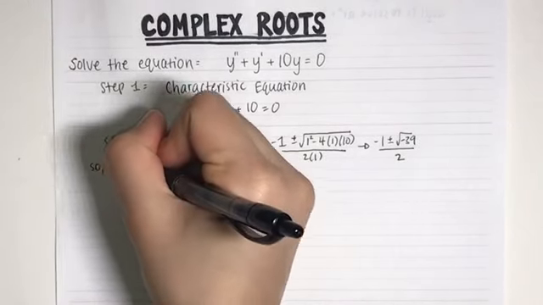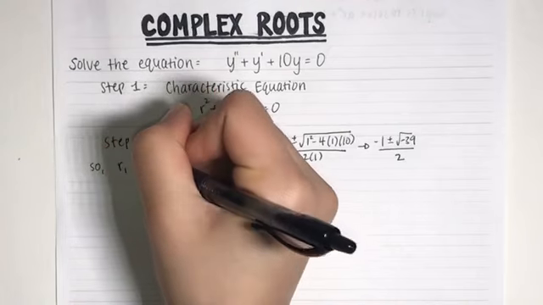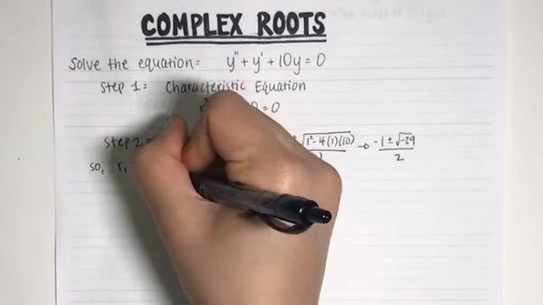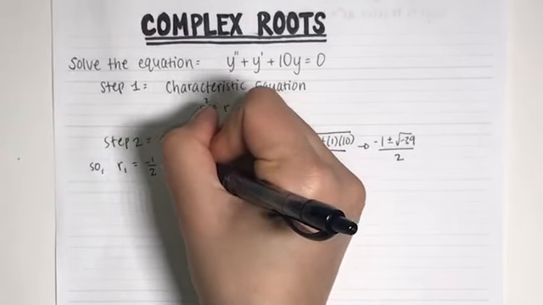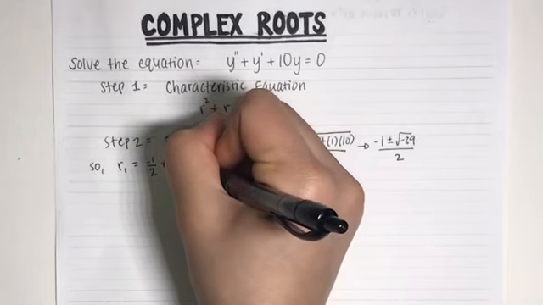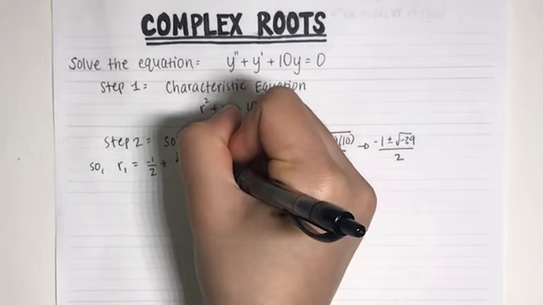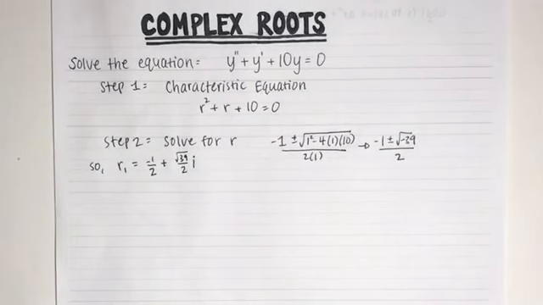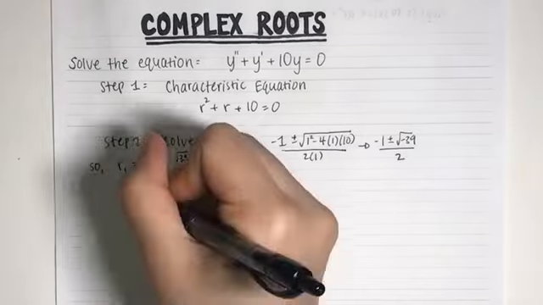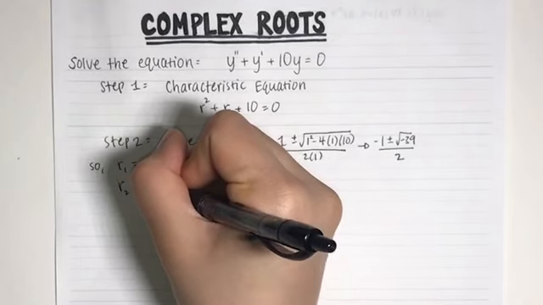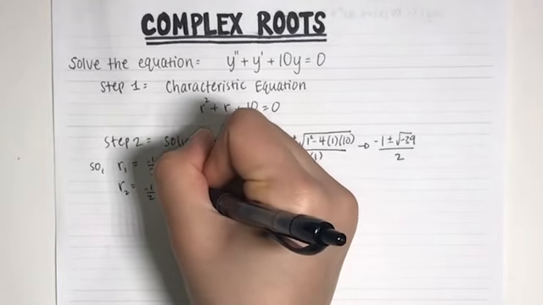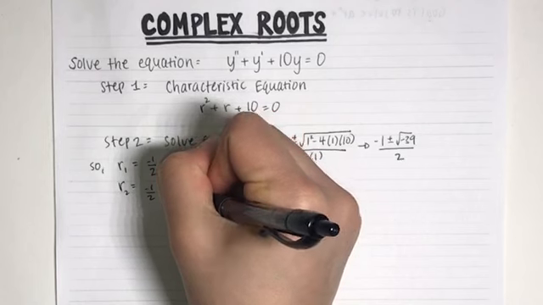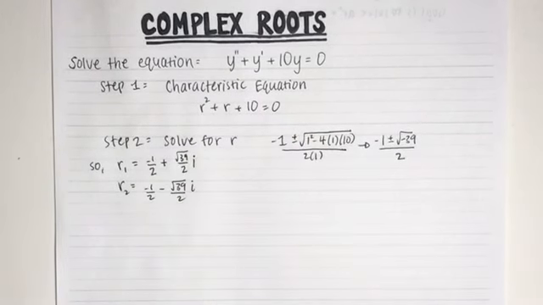So when you simplify this, you get two different values of r. r1 can be negative 1/2 plus the square root of 39 over 2 times i. So we took the square root of negative 39 and we turned that into a complex number. So we keep the square root and we just put an i, and then the negative inside the square root goes away. And then our r2 is negative 1/2 minus square root of 39 over 2 times i. The i is not in the square root of 39.